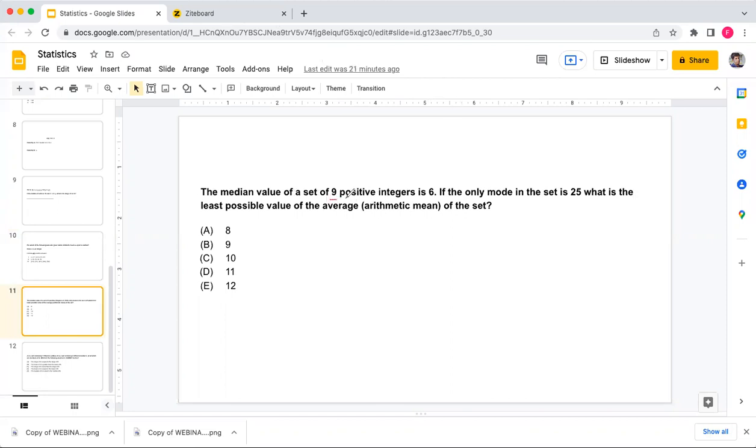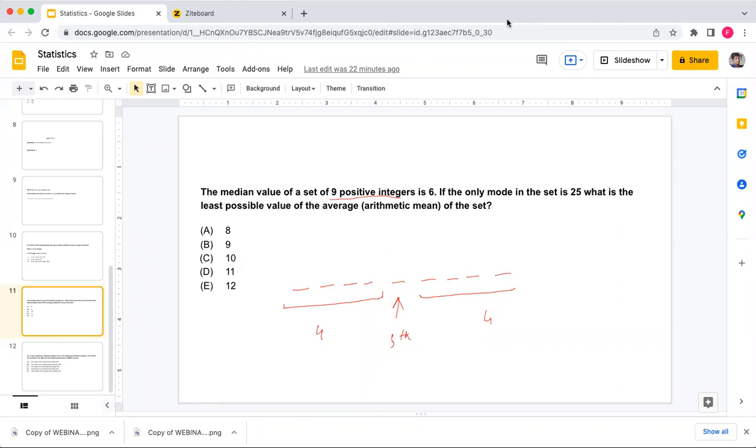So we have 9 positive integers: 1, 2, 3, 4, 5, 6, 7, 8, 9. These are the first 4, these are the next 4. And please mute yourself. These are the first 4 values, the last 4 values, and the 5th value. We have a total of 9 positive integers, 9 values.